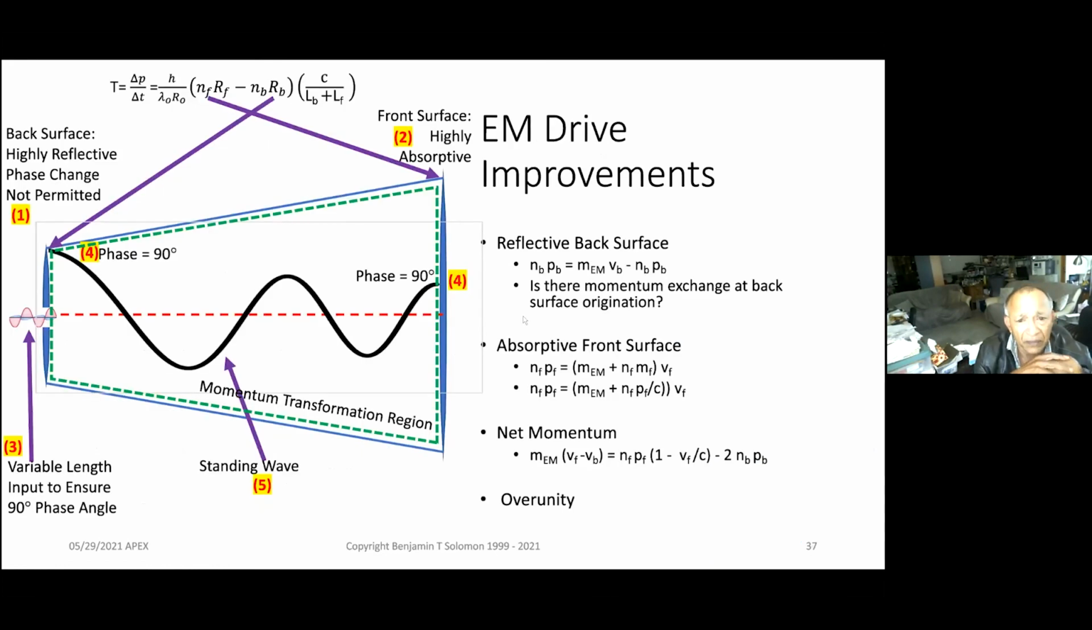So we are on the last slide. So how do we make improvements to the M drive?